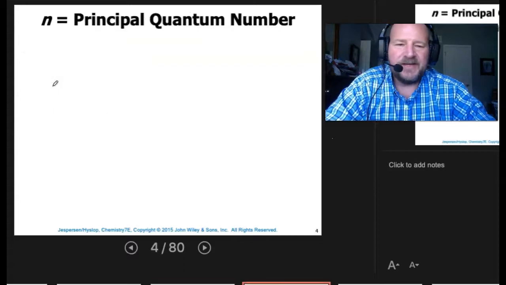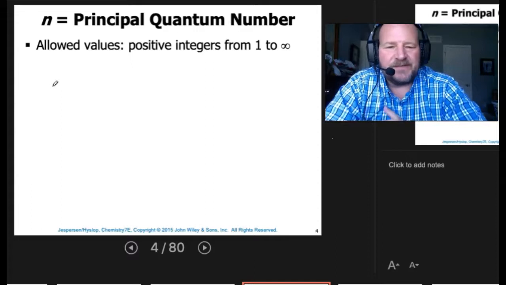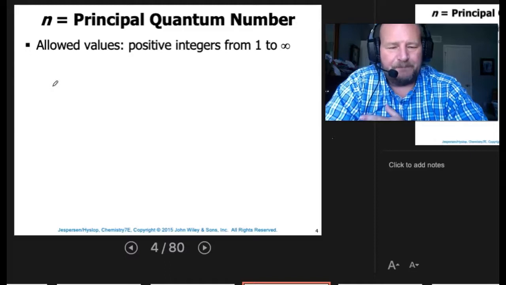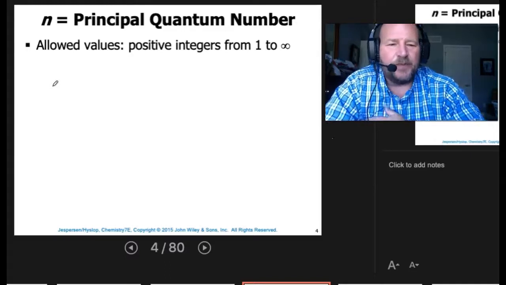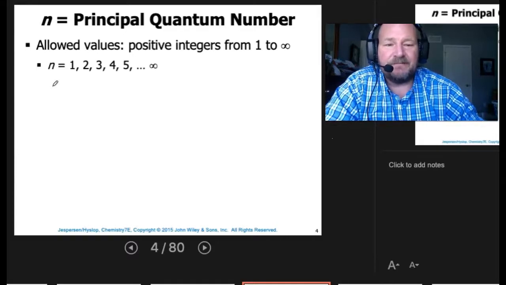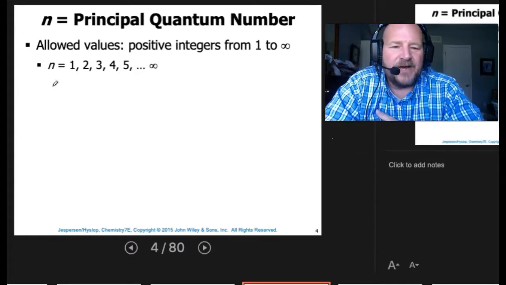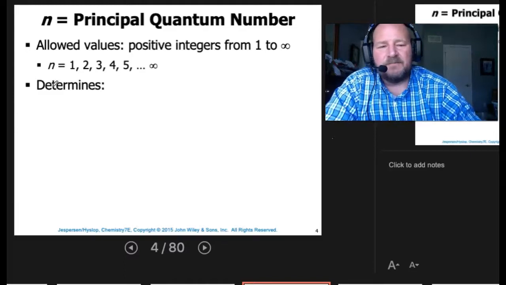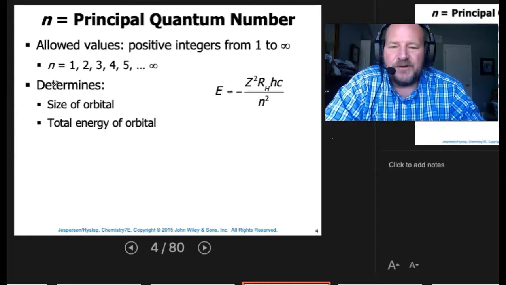So again, n is the principal quantum number. For n, your values are allowed to be positive integers, only positive integers, from 1 to infinity. Now in reality, when we're looking at real atoms, we don't need to go past 7. Okay, so n can equal 1, 2, 3, 4, 5, all the way to infinity. And actually in real atoms, we don't go past 4. This is going to determine the size of the orbital, the total energy of the orbital.